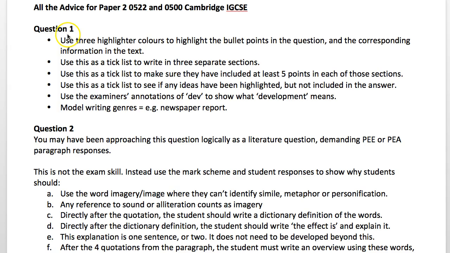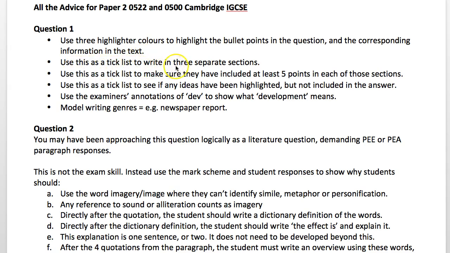Right, question one. This is a summary of all my advice for the questions from all my videos. Use three highlighter colours to highlight the bullet points in the question and then the corresponding information in the text. So yellow might be the first bullet point, pink the second bullet point, and blue the third bullet point.